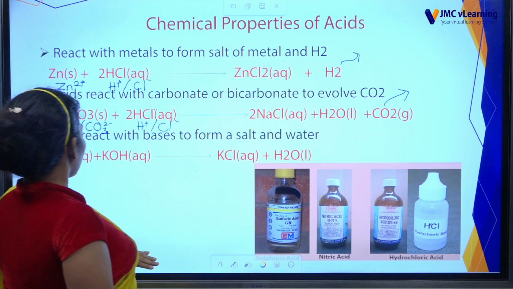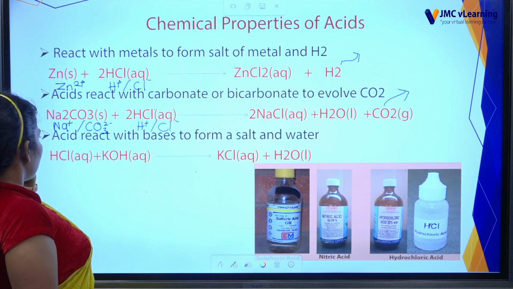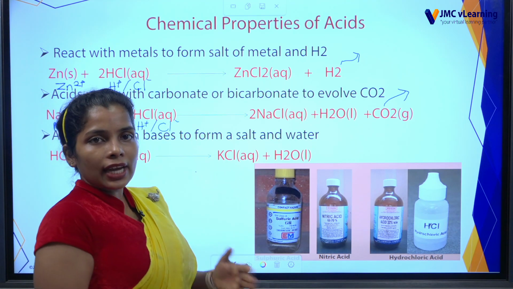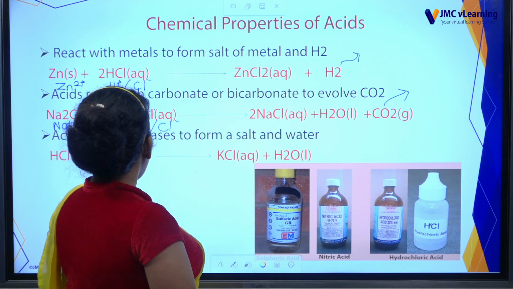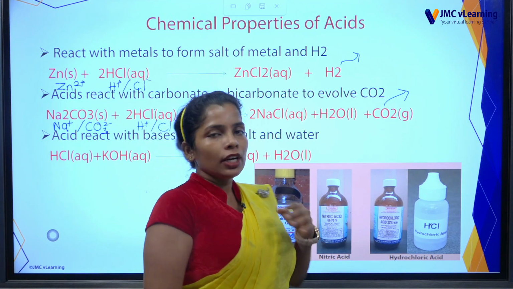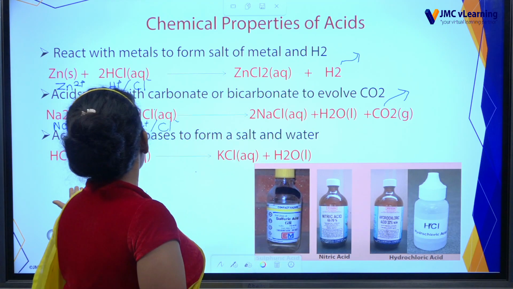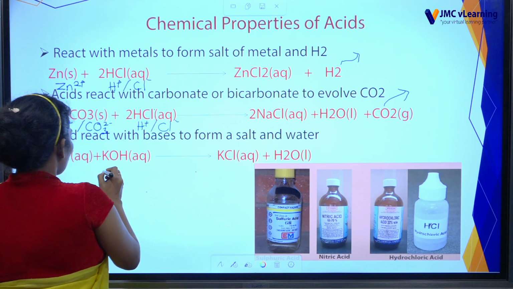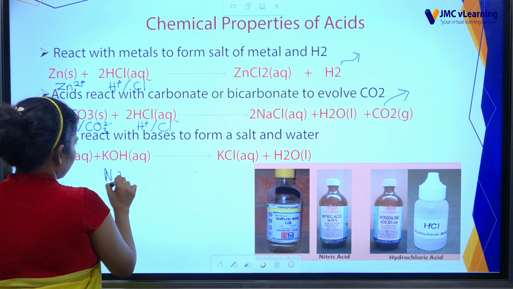Now we are moving to the next one. Acids react with bases to form a salt and water. The famous example is potassium hydroxide. If you like, you can write sodium hydroxide also.